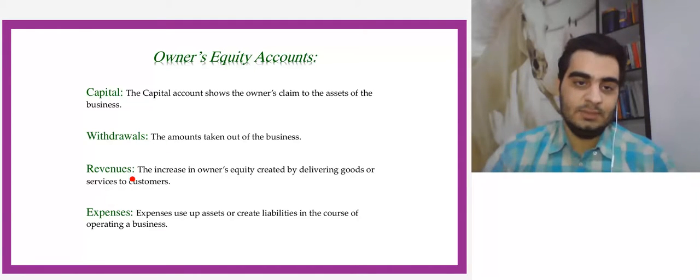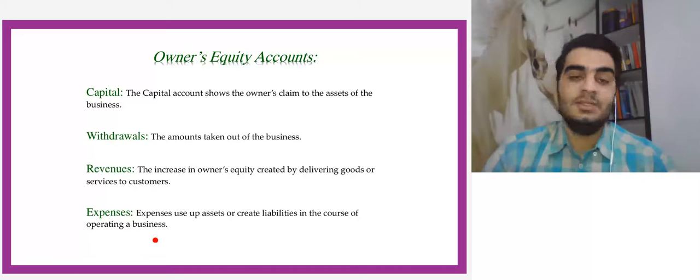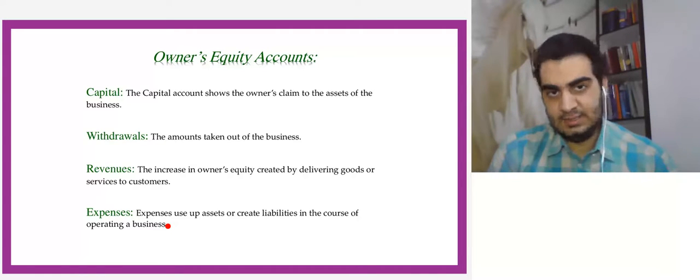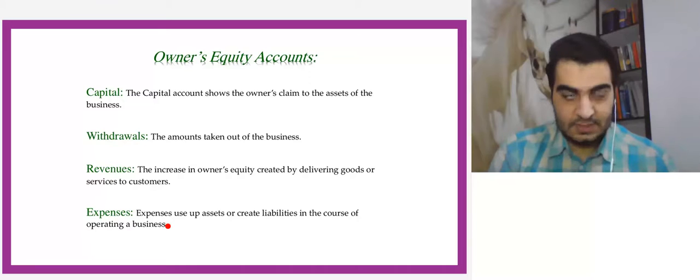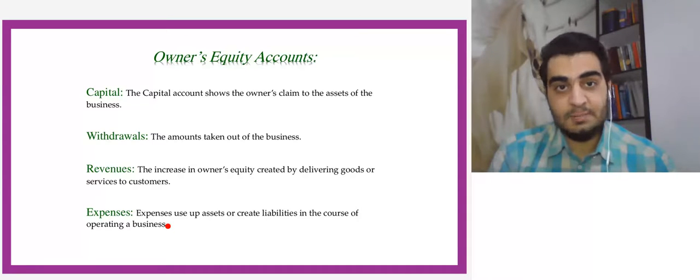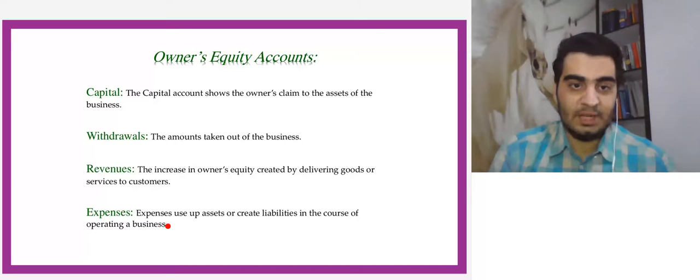And the last one is expense. Expenses use up assets or create liabilities in the course of operating a business. For assets, we said that they are economic resources that will benefit us in the future. But expenses are economic resources that have already benefited us in the past. In other words, when we slowly consume assets, they become expenses.